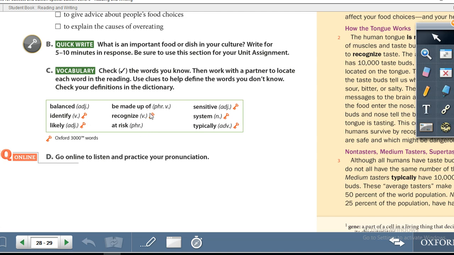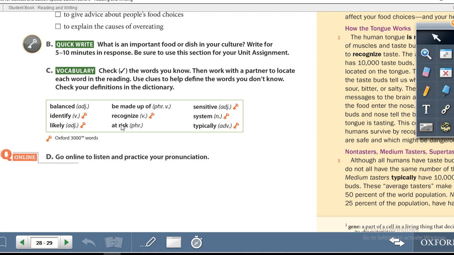So basically what you have to do, it says check the words you know. So first, before you look at any dictionary or search through any dictionary for the word, you are going to go through each word in this block, and you are going to check whether you understand the word, right? Then it says use clues to help define the words you don't know. Now, for example, you can take the word maybe identify or recognize, and you can maybe use it in a sentence to see if you know how the word works in a sentence. That can also help you to better understand the word.